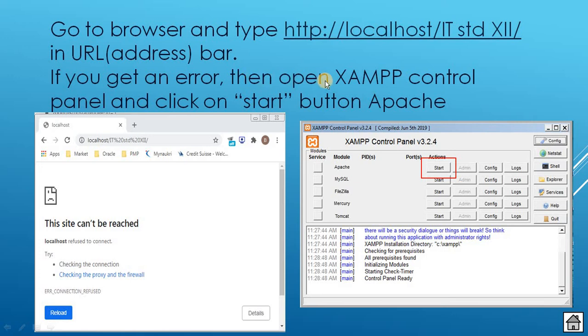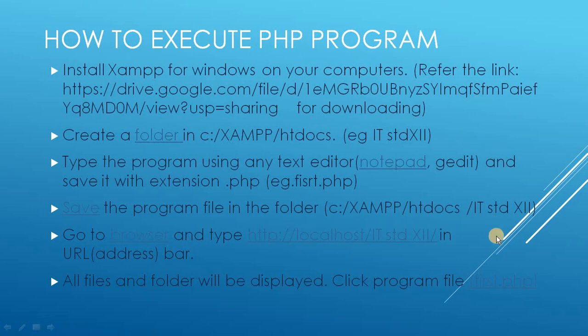If you get this error, then open the XAMPP control panel. So this is how the control panel looks. After you open the control panel, click on the start button for Apache. Once you click on the start button, go back to your browser, press F5. It is going to show you the directory listing, and then you can choose your file. Okay, so this is about how you are going to execute your files.